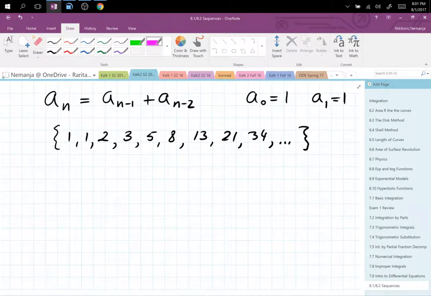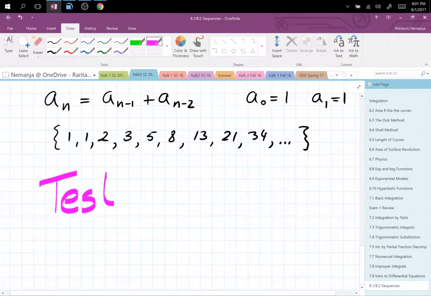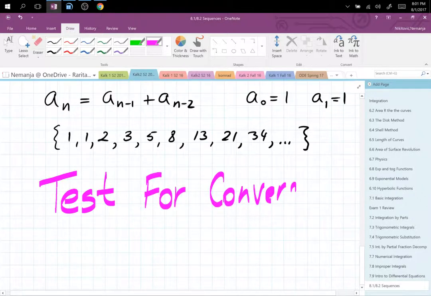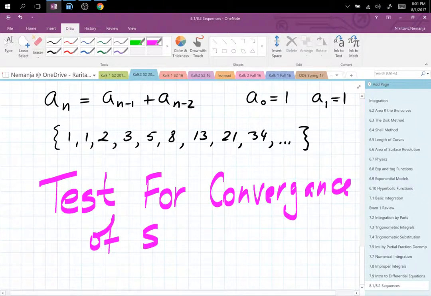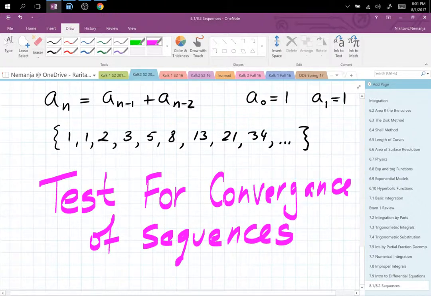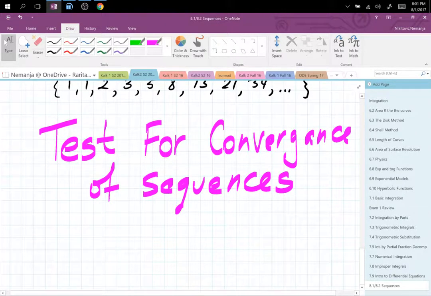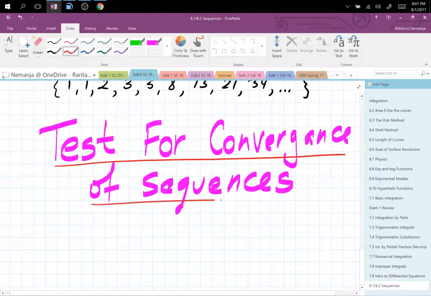Sense the tone of the title. Test for convergence of sequences. Are we clear on the tone of the title over here?